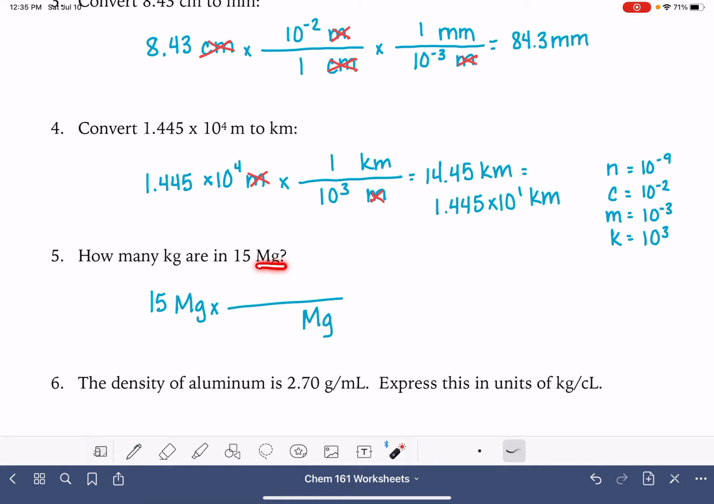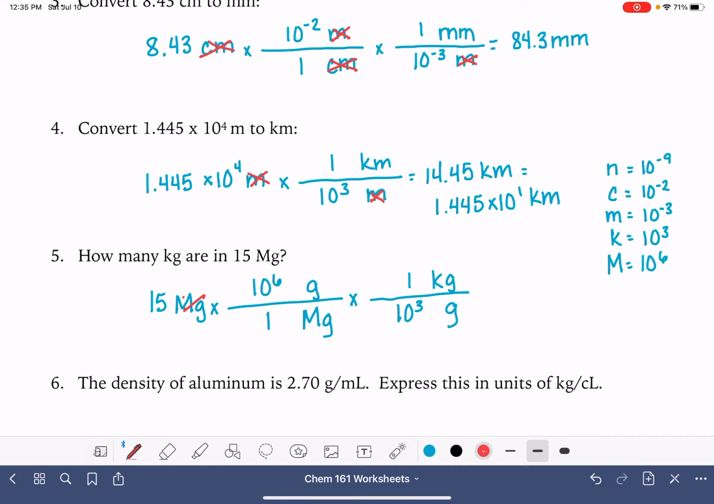Because we're going from a prefixed unit to another prefixed unit, we should start by going from the prefixed unit to the base unit, the non-prefixed unit, and then step number 2, convert into the new prefixed unit. We've already got kilo up here. 1 kilo is 10 to the 3rd. We just need to add the mega. Mega is 10 to the 6th. 1 megagram is 10 to the 6th grams.